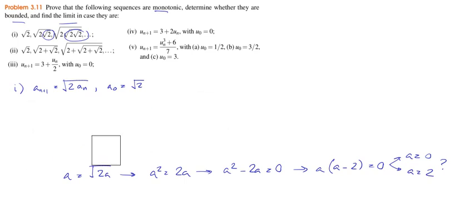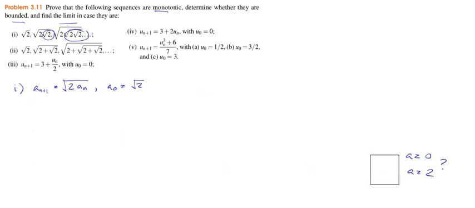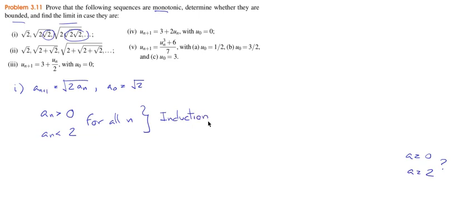So let's leave this like this. a is equal to 0 or 2, and a sub 0 is the square root of 2. What I'm going to prove is that the sequence is bounded by 0 and 2: a sub n is greater than 0 and a sub n is smaller than 2 for all n. How do we do this? Well, our old friend, the induction principle.